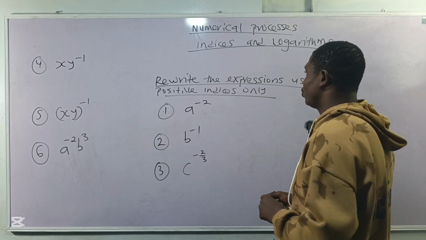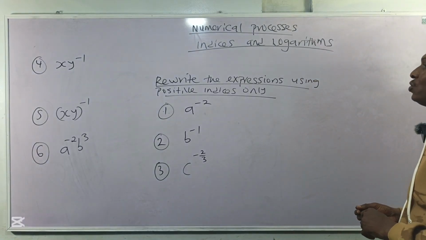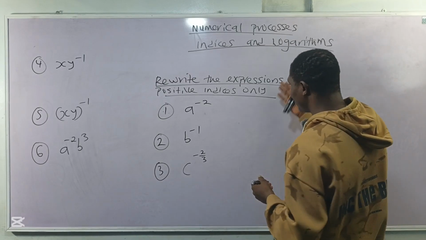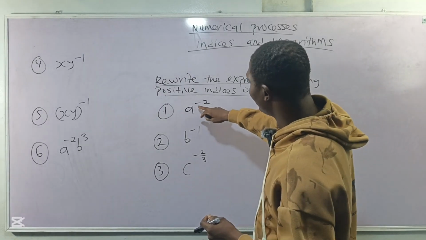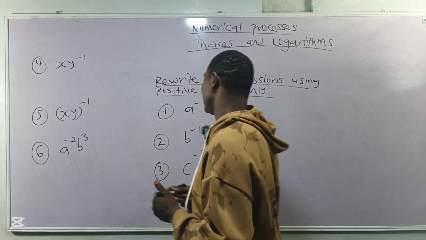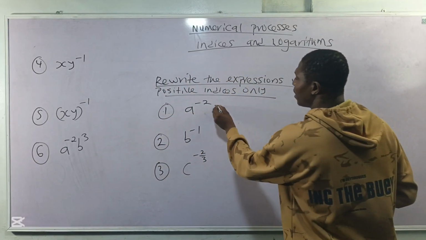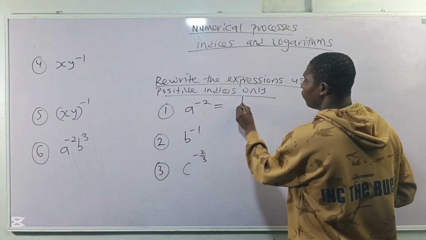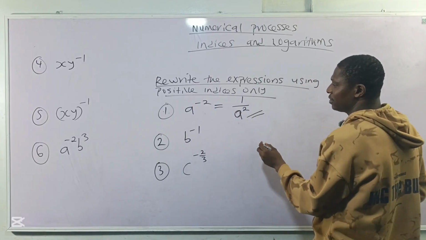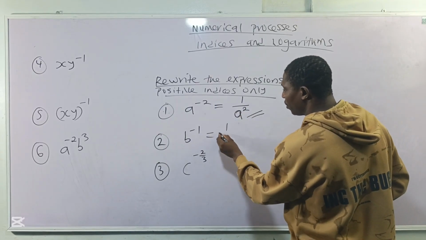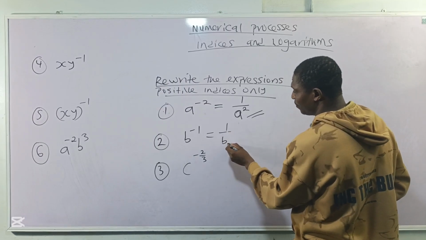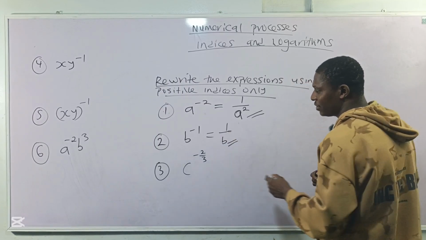So we have this. We should write the expressions using positive indices only. Positive indices simply means that all the negative signs should be removed from these values or expressions. Now to remove my negative value here, I'll simply have 1 all over a raised to power 2 as my answer. This I'll have 1 all over b raised to power 1, but b raised to power 1 is the same as b. So I have 1 over b as my answer.